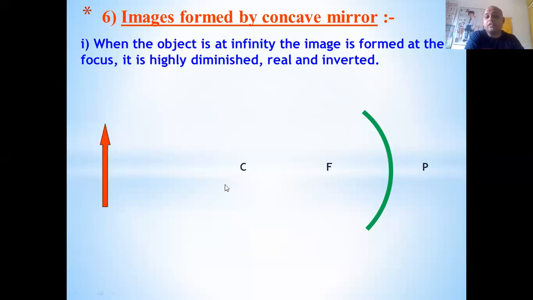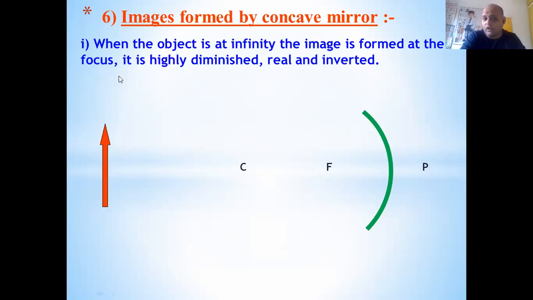If we put it near the center of curvature, sorry, this point C, then where will the image be? When we put it between C and F, how will the image be formed? When we put it on F, how will the image be formed? That we are going to study. When the object is at infinity from the concave mirror, the distance between object and mirror is very big.